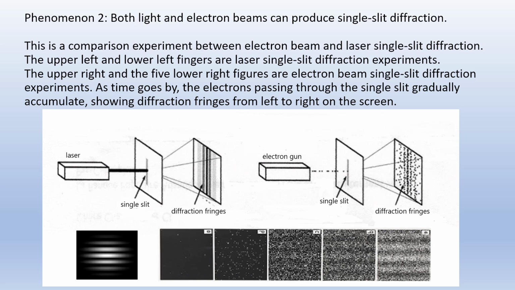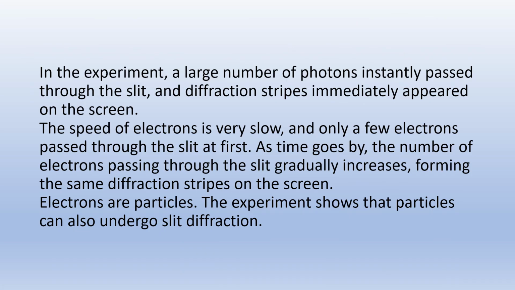In the experiment, a large number of photons instantly passed through the slit, and diffraction stripes immediately appeared on the screen. The speed of electrons is very slow, and only a few electrons pass through the slit at first. As time goes by, the number of electrons passing through the slit gradually increases, forming the same diffraction stripes on the screen. Electrons are particles. The experiment shows that particles can also undergo slit diffraction.